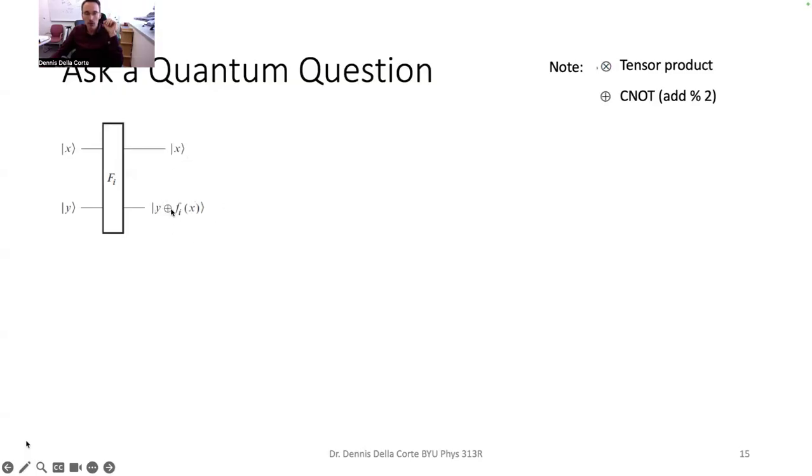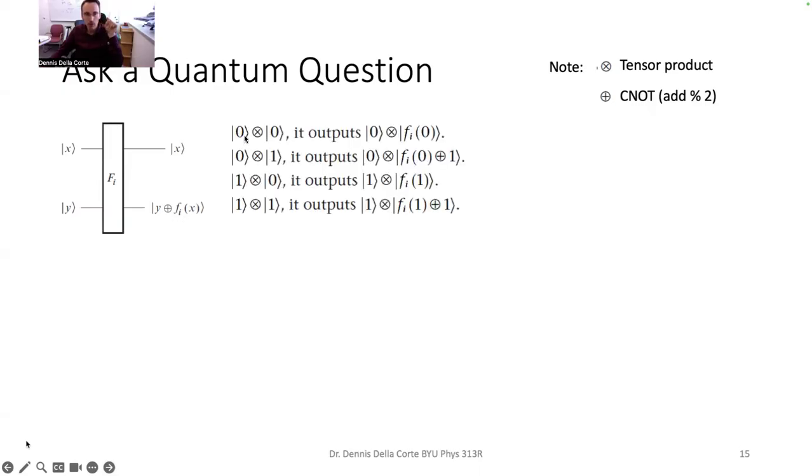Remember this little circle with the cross in it? That is the CNOT, or the controlled-not operator. That's the same as adding the two numbers and then taking modulo 2. Okay, so that's what this function does. If we plug in a 0 and a 0, it spits out a 0 for the x state, and then if you have a 0 here, you have f1 of 0, so you just get the f1(0) state out. Or if you plug a 0, 1 in, it's going to give you a 0 or the f1 CNOTed with the 1.